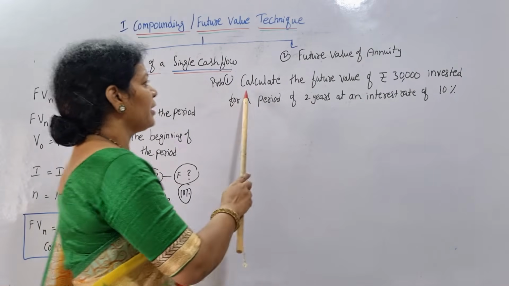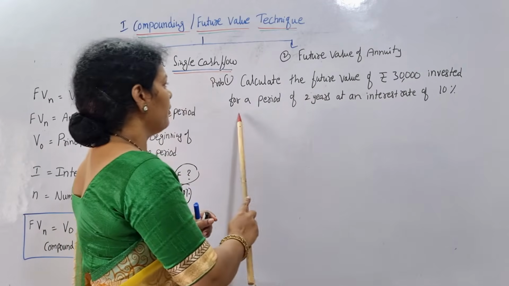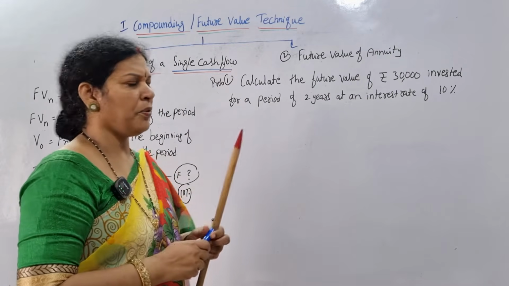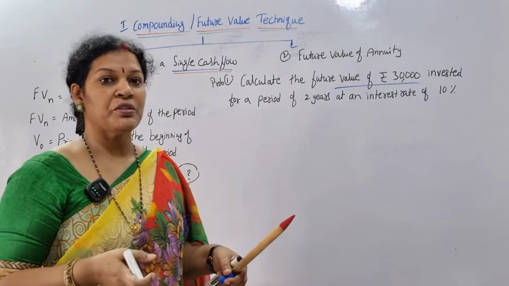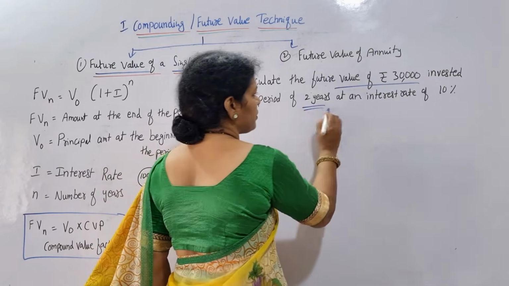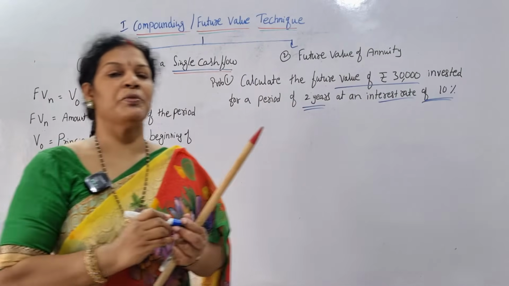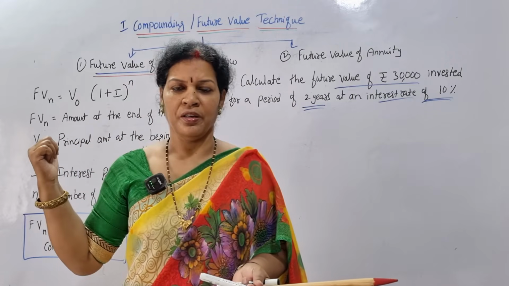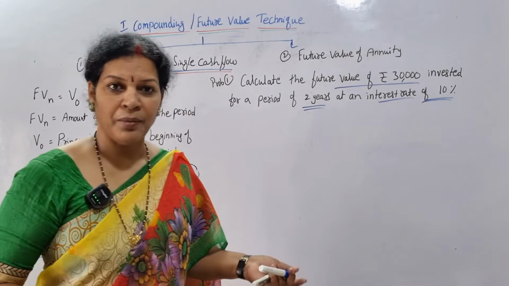The problem is: Calculate the future value of 30,000 rupees invested for a period of 2 years at an interest rate of 10%. Note down the important points. At present I am investing 30,000. We need 3 points: how much we are investing, for how many years, and what the interest rate is. These 3 points are required as per the formula: 1, 2, 3. We'll apply them in the formula.